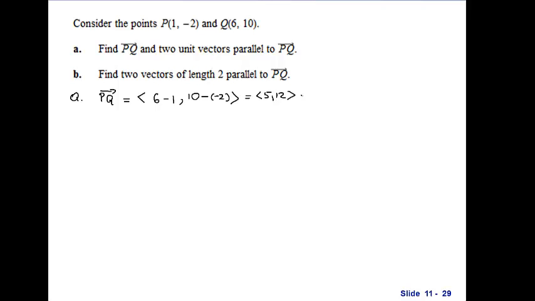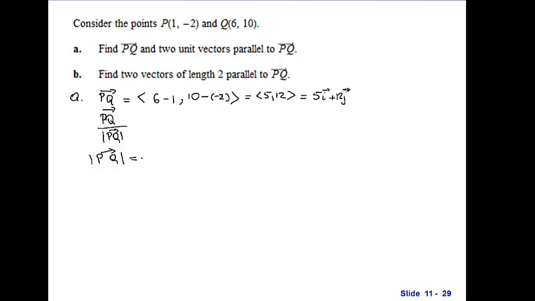Or in other words, we can use different notation. It's 5i plus 12j. So i and j signify the standard unit vectors in the direction of the x and y axes. Now, we found the PQ vector, and now we need to find 2 unit vectors parallel to PQ. We know from the previous definition how to do this. We just need to find PQ divided by the magnitude of PQ. So basically what we need to find right now is the magnitude of the vector PQ.